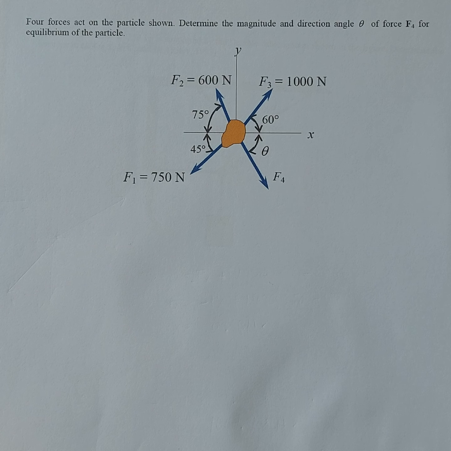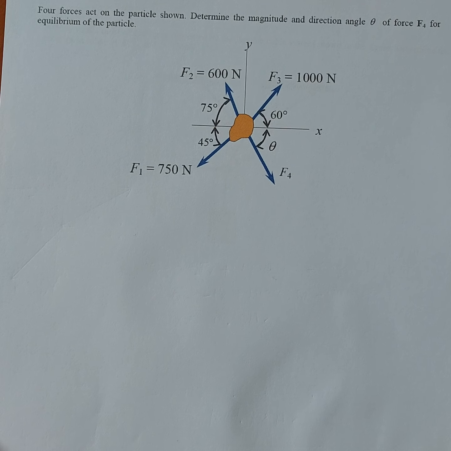Let's proceed to the next example. We have four forces acting on the particle shown. Determine the magnitude and direction angle theta of force F4 for the equilibrium of the particle. So we have a particle here.